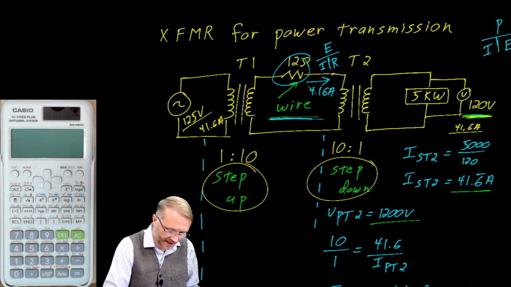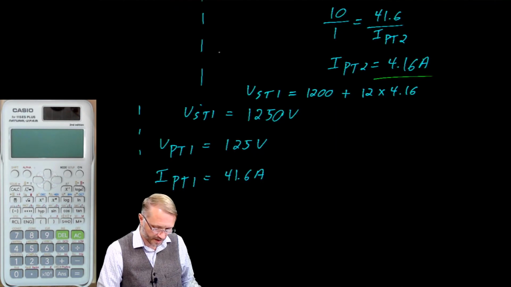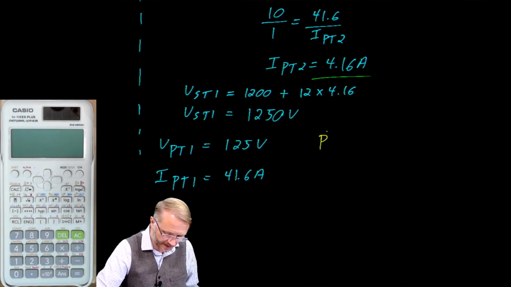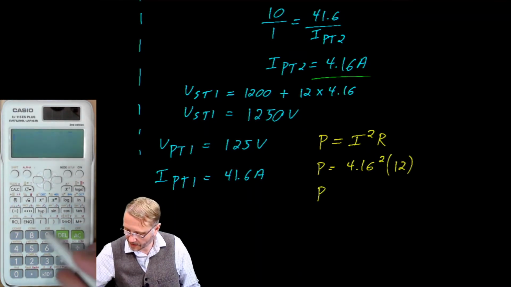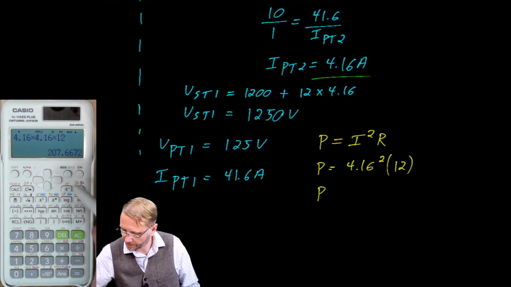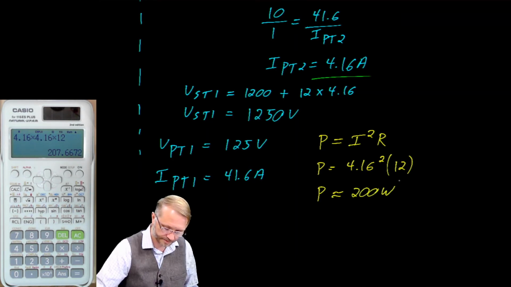And the reason we did that was to minimize the power lost on the resistor. That power loss can be calculated as I squared R. So we said the current was equal to 4.16 squared by a resistance of 12. So that is 4.16 times 4.16 times 12. So in this case, we're losing about 200 watts of power.